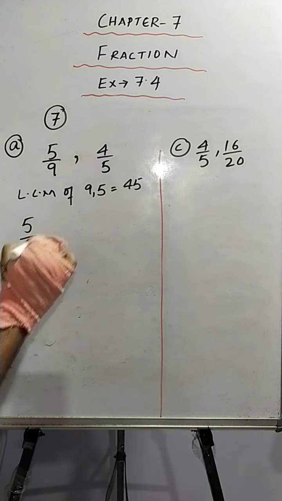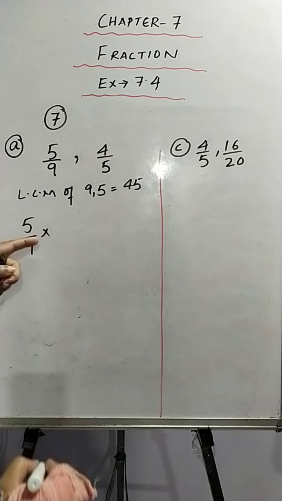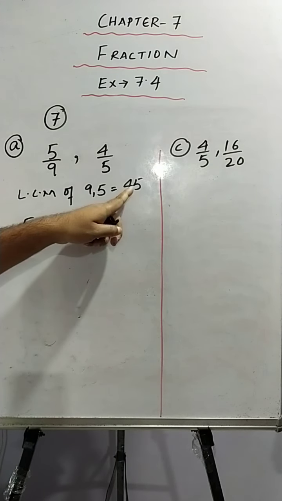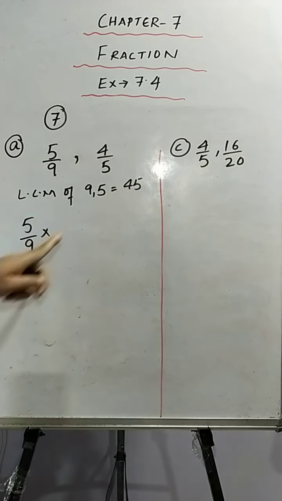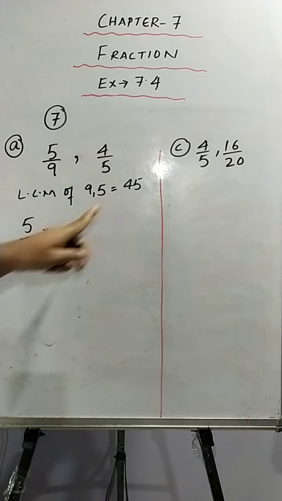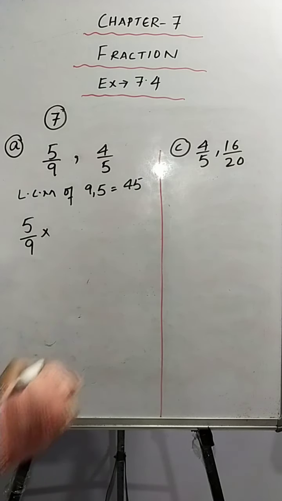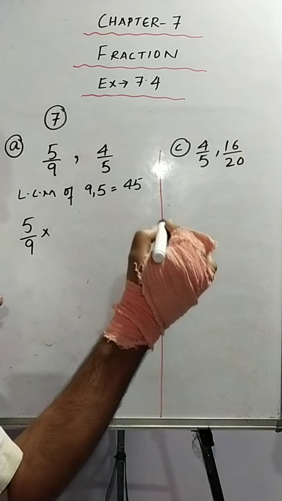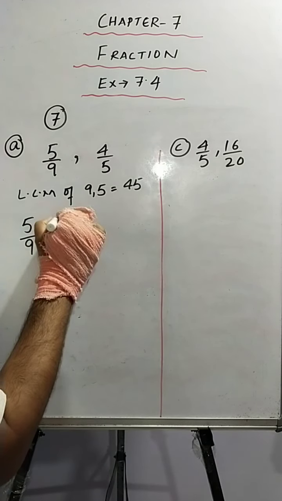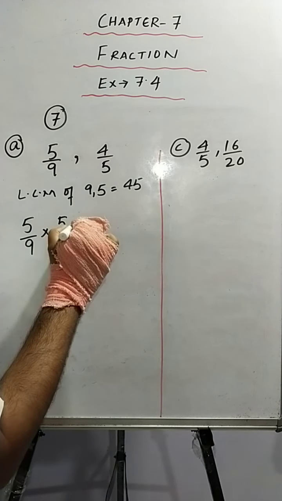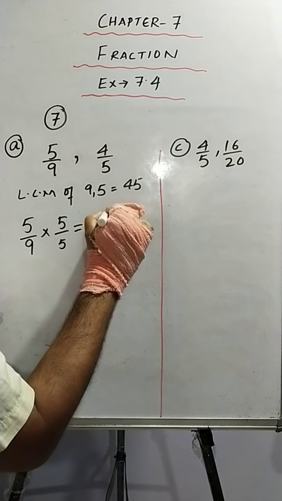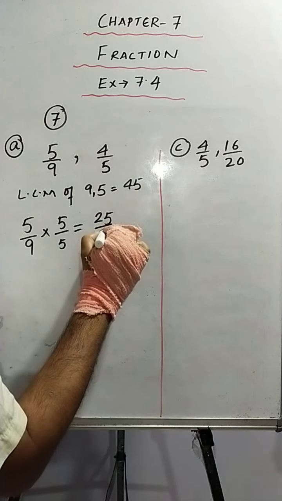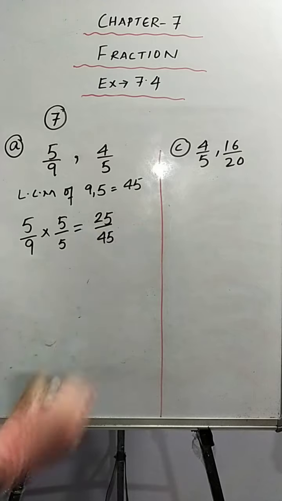Fine. Now we'll write the first fraction, 5 by 9. Okay, now what is the rule? We have to divide this LCM by the denominator. That is 45 divided by 9 is what? 5. We have to multiply this answer, that is 5, with both the numerator and the denominator. That is 25 by 45.